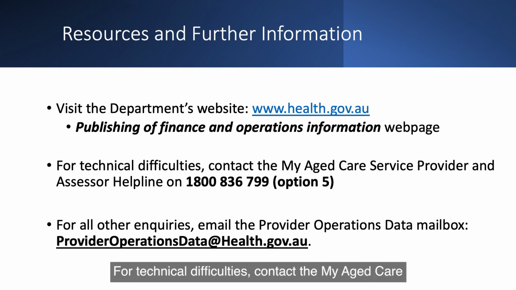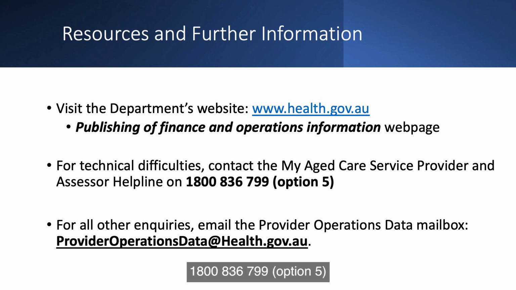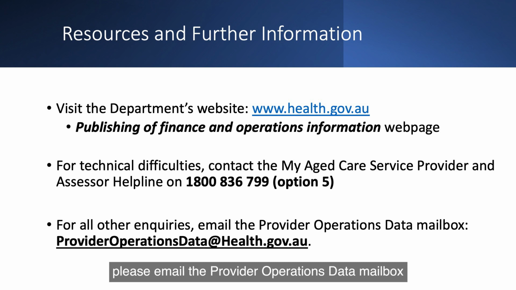For technical difficulties, contact the myAgeCare service provider and assessor helpline, the toll-free number on 1800 836 799, and select option 5. For all other inquiries, please email the Provider Operations Data mailbox at provideroperationsdata@health.gov.au.